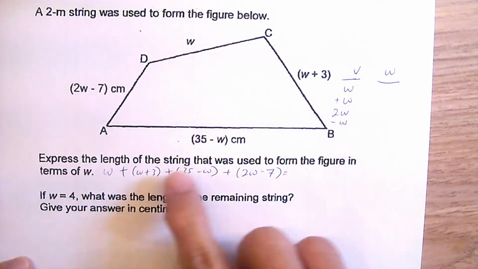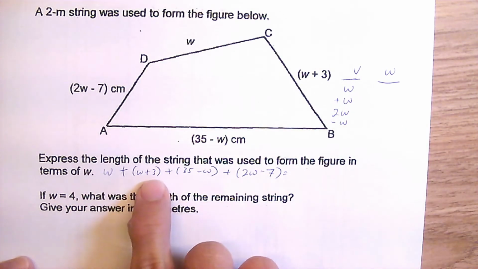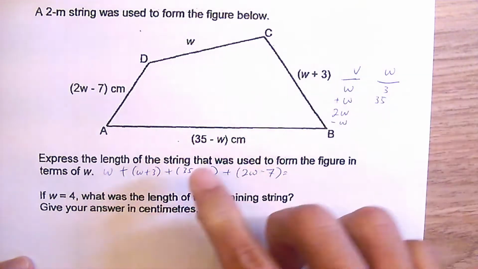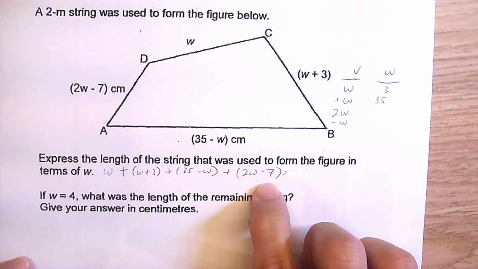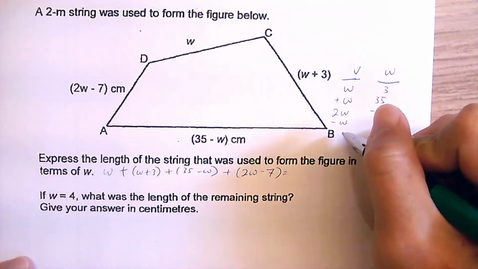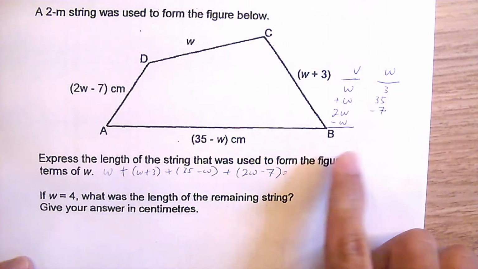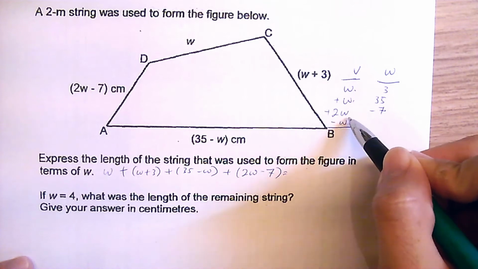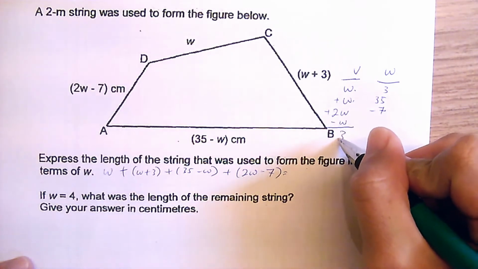Okay, these are all the variables. Now write down all the numbers. There's no whole number here, so ignore. Here is 3 plus 35 minus 7. So same thing, all the negative ones, the minus, write it at the bottom. Minus 7. Okay, now we can do this. w plus w, 2w. Plus 2w, 4w. 4w minus 1w, 3w. So it's 3w.